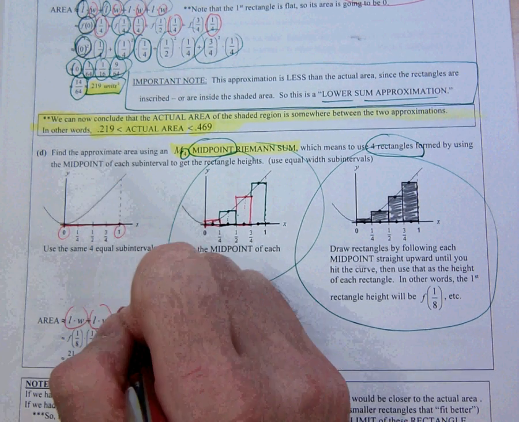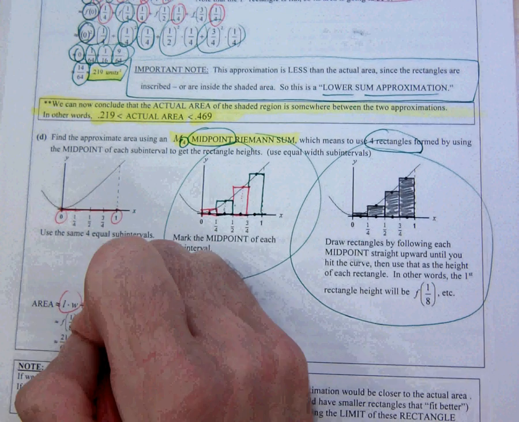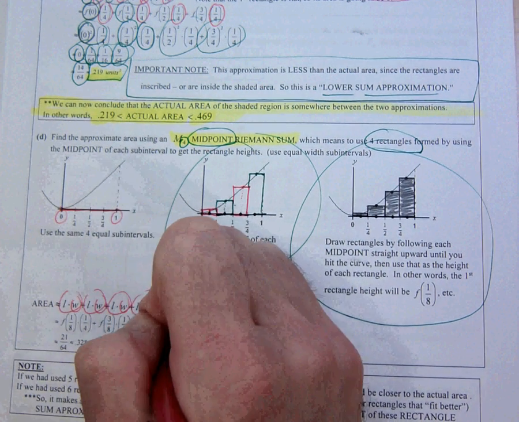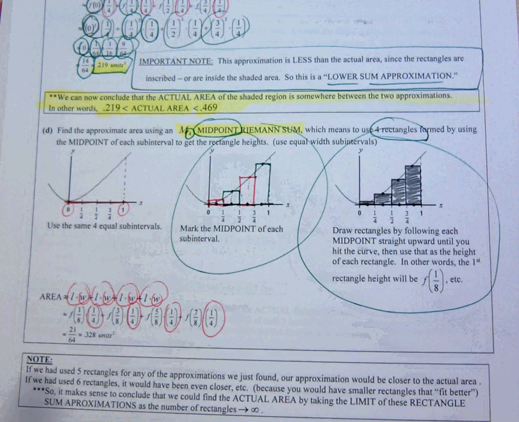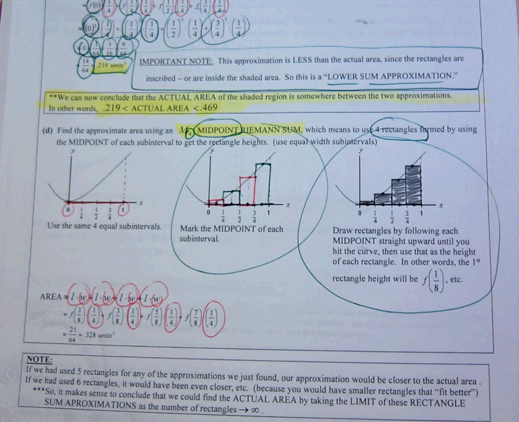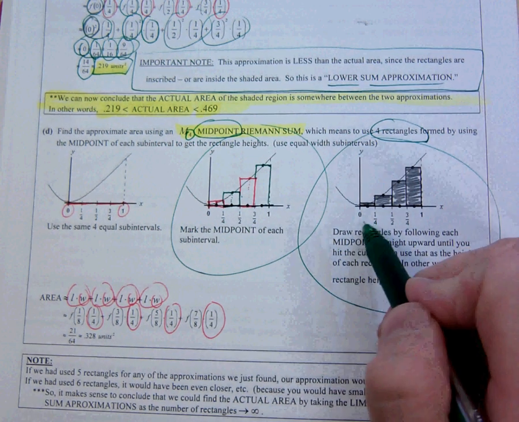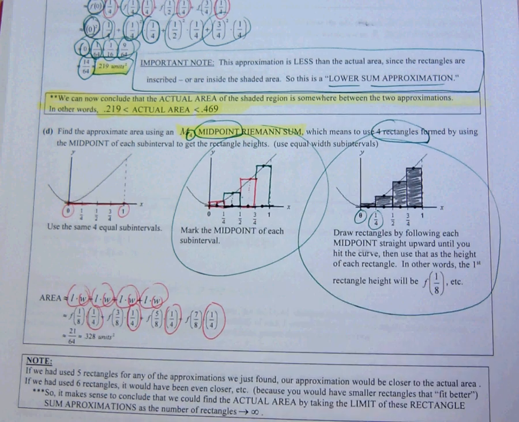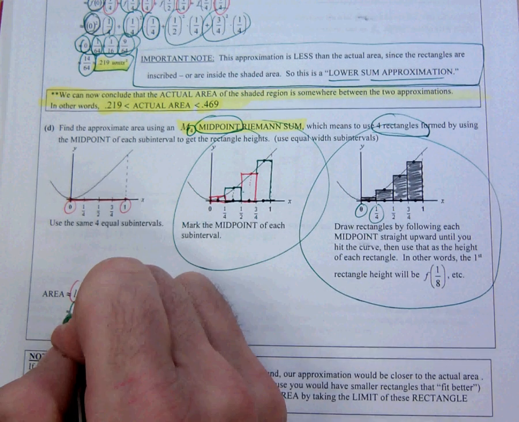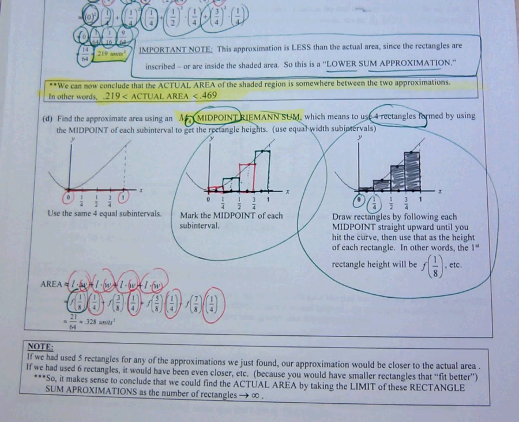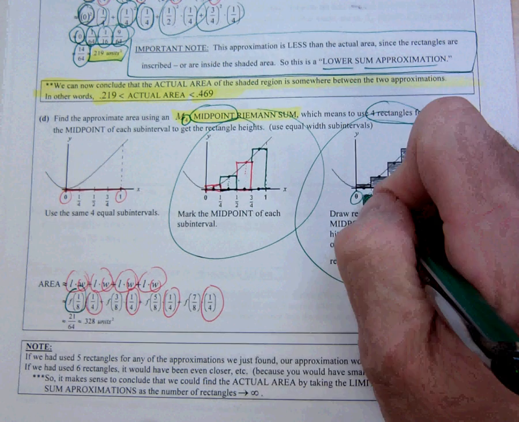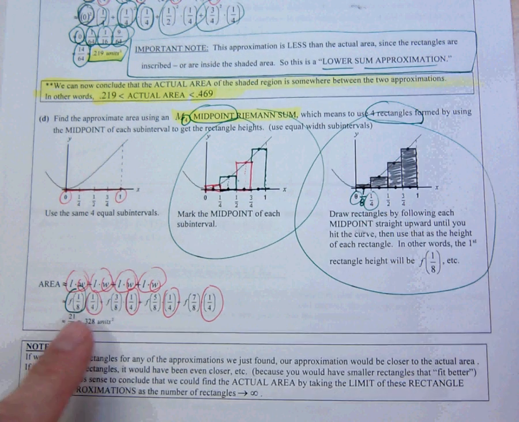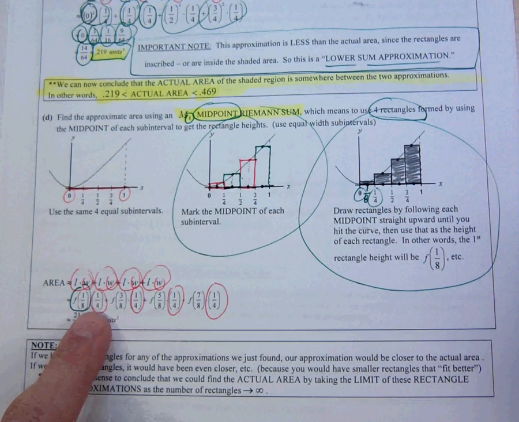So clearly, these are four rectangle areas again. The widths are still 1/4. And then the first rectangle length or height, as you can see, comes from what? F of, what's halfway between 0 and 1/4? An eighth? So you're going to take F of 1/8 to get the first rectangle height, right? And then multiply it by the width, and so on.